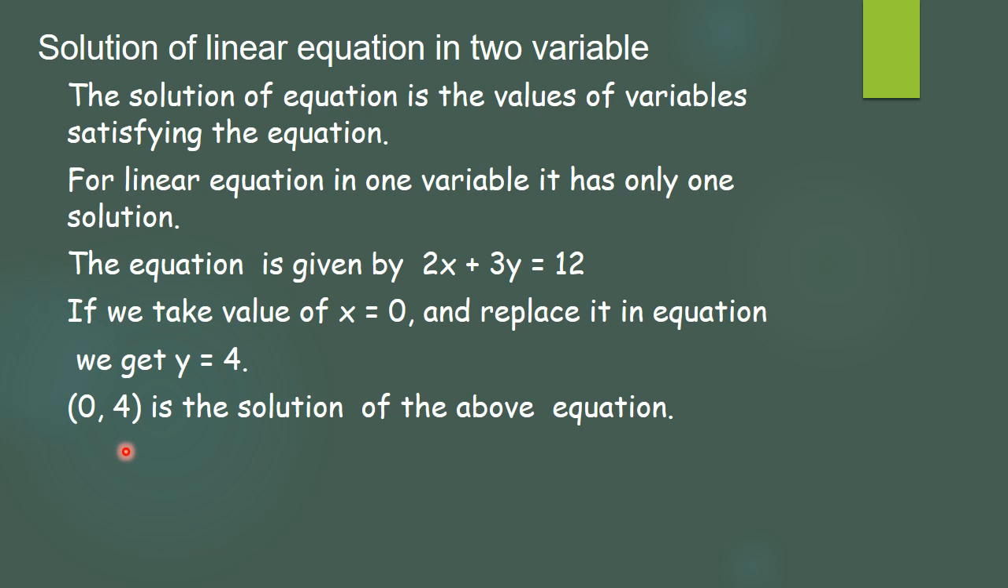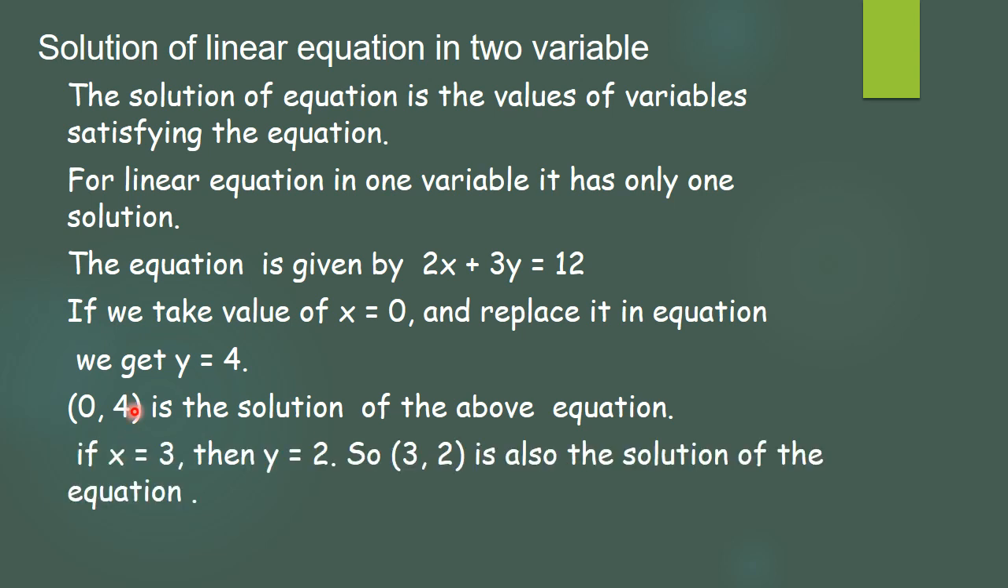Now we will go for another. I have taken x is equal to 3. If x is equal to 3, what will I get? 2x is 6. So 3y will be 12 minus 6, that is 6. So I will get y is equal to 2. So 3 comma 2 is also a solution of the equation. So here we get one solution, here another solution. What does it indicate? It can have many solutions.